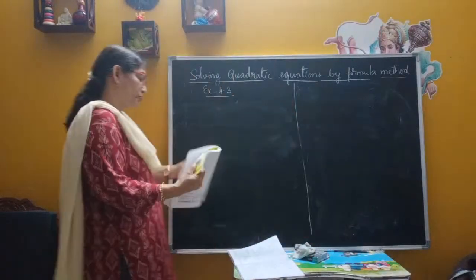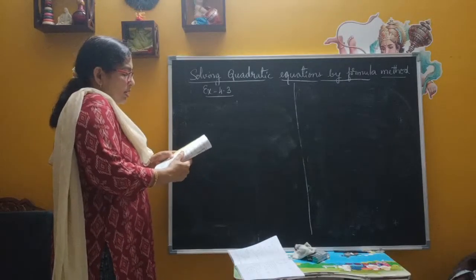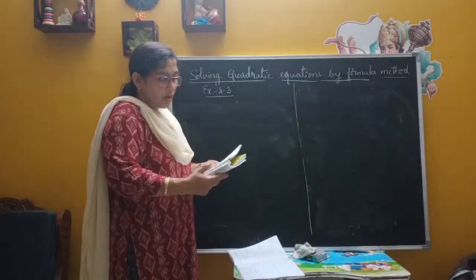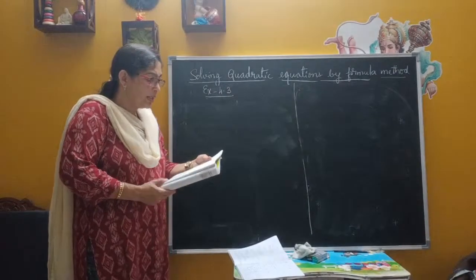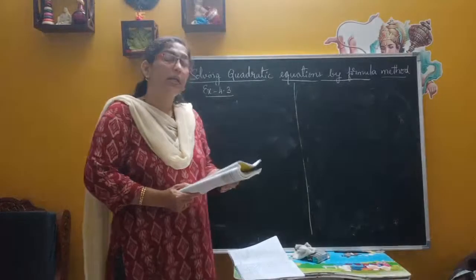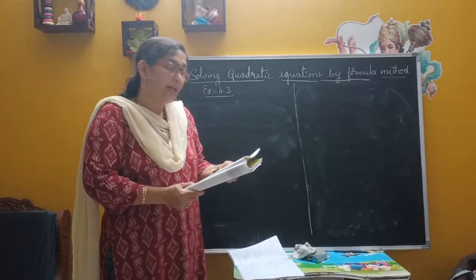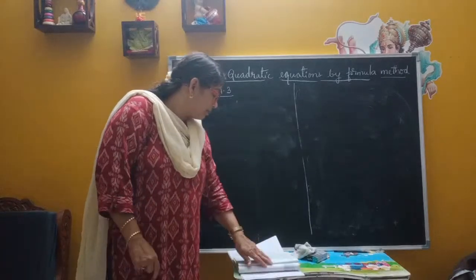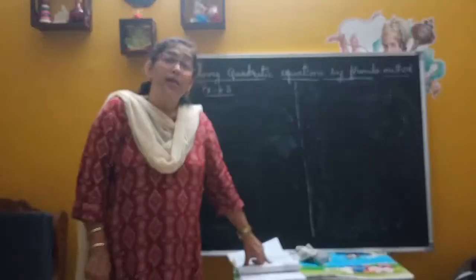So, the question is: is it possible to design a rectangular mango grove whose length is twice its breadth and the area is 800 meters square? Then, if so, find its length and breadth. Okay, they have given some condition. Okay, what are the conditions? Length is twice its breadth.